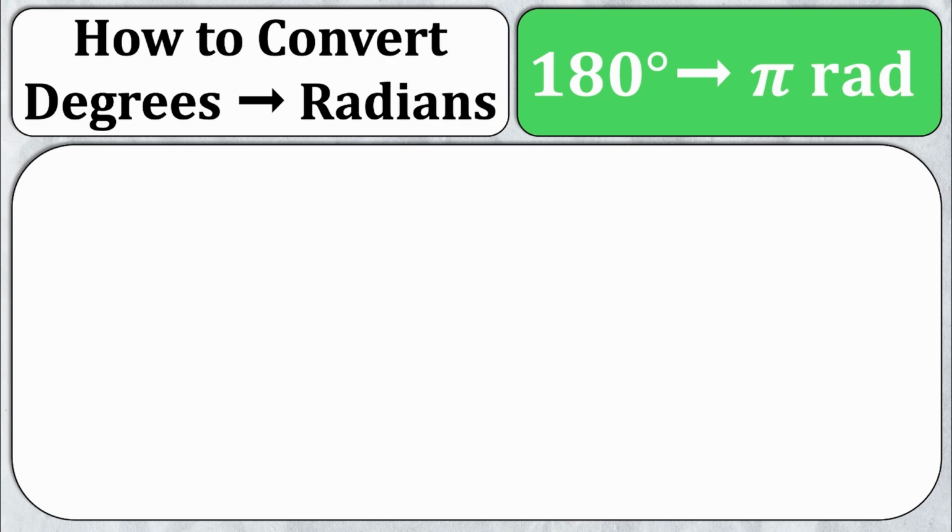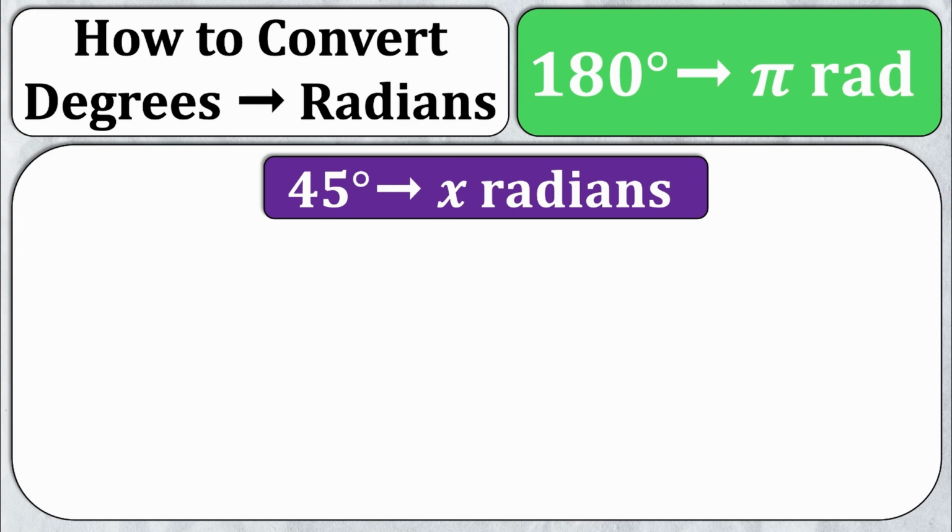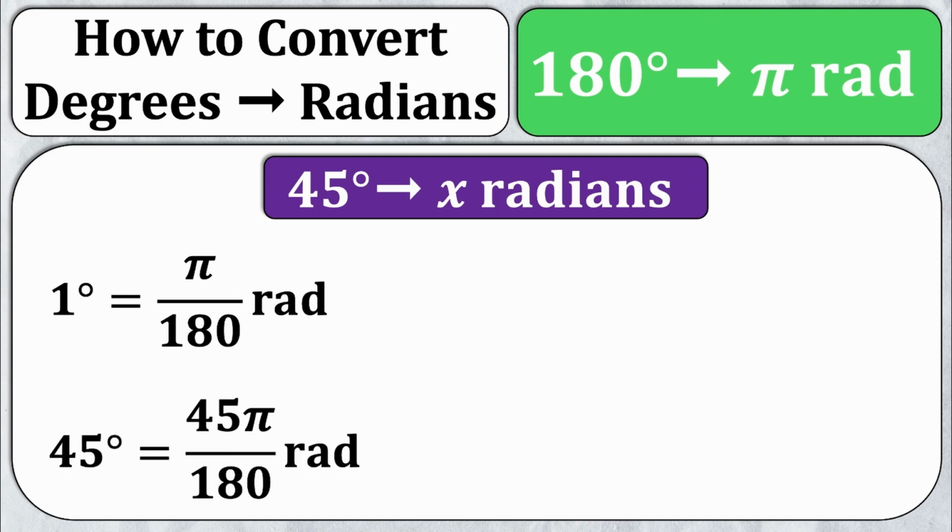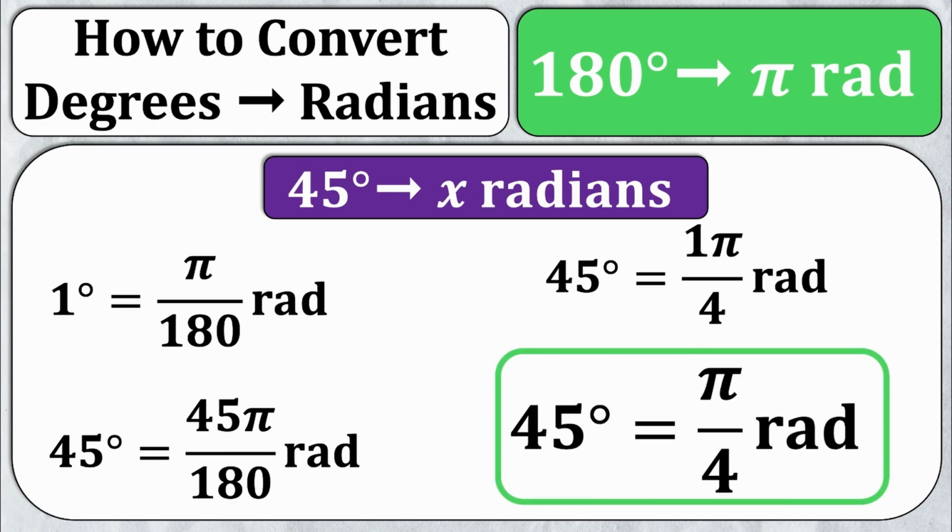Let's consider another example. What about 45 degrees? How many radians is that? Well, once again, 1 degree is simply pi over 180 radians. But I don't want 1 degree, I want 45 degrees. So I multiply both sides by 45, and that gives me 45 pi over 180 radians. If I divide the top and the bottom by 45, I get 45 degrees is equal to 1 pi over 4, which is pi over 4 radians.